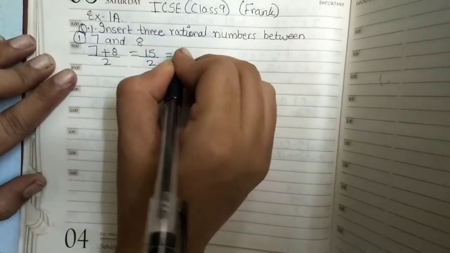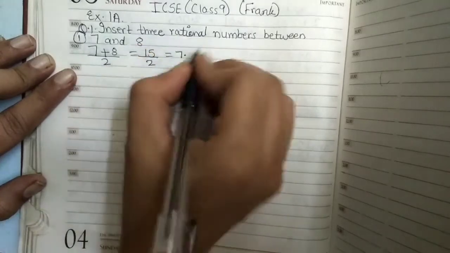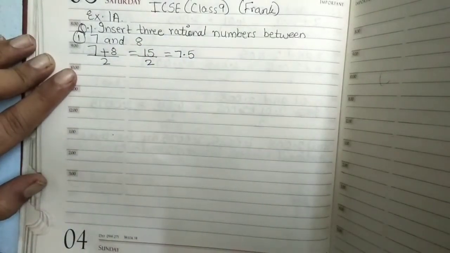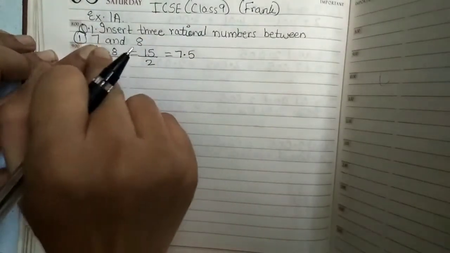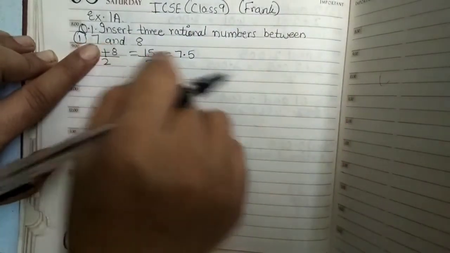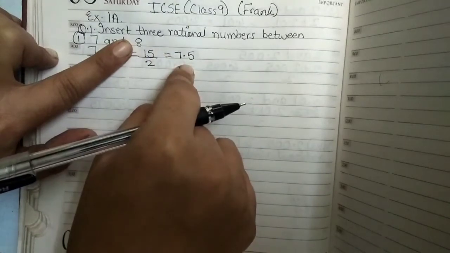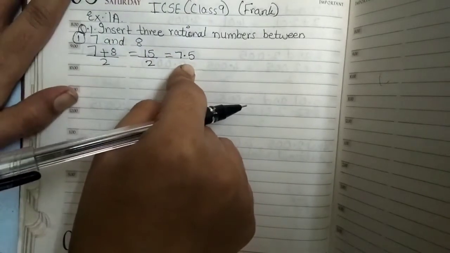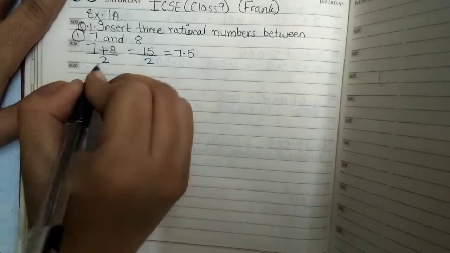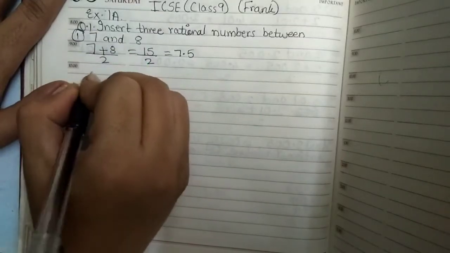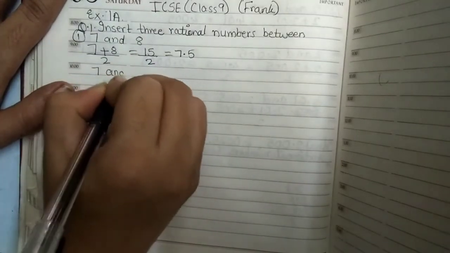Now when we divide this further, 2 sevens are 14, 1 remaining, 7.5 is the answer. Now you may take this number. To make it simple, we will take the first number and the answer obtained, then we will take the second number and the answer obtained. So we can get three rational numbers easily. Secondly, to find the second number, we will take the numbers 7 and 7.5.